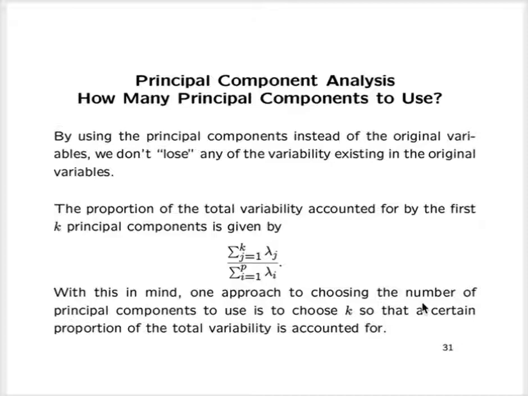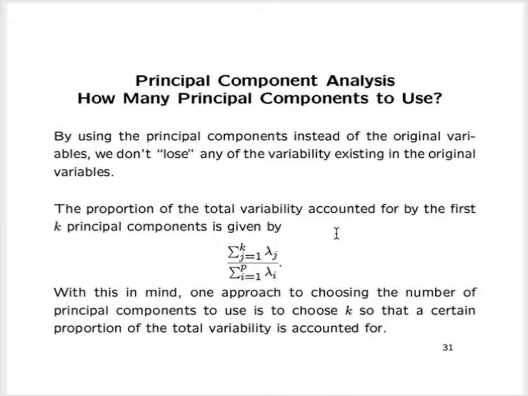By using the principal components instead of the original variables, we therefore don't lose any of the variability existing in the original variables, as long as we use all p principal components. Now, the thing is that some of those principal components may not have very much variability, and so we may choose to exclude principal components which do not exhibit much variability.